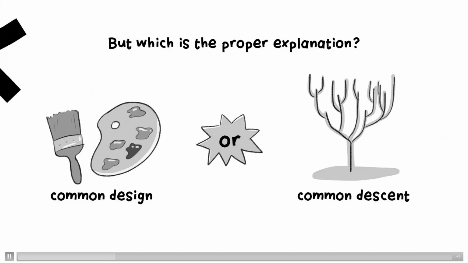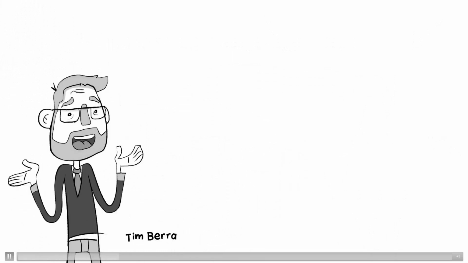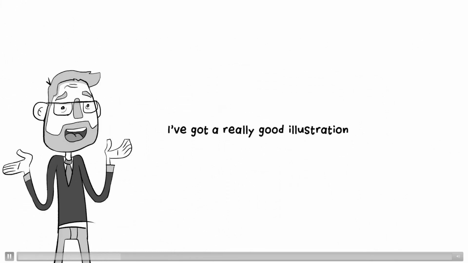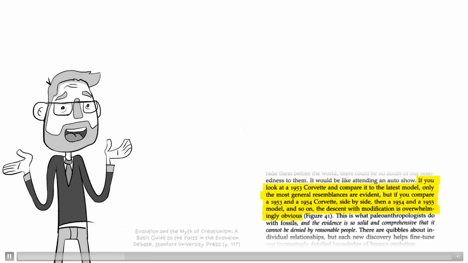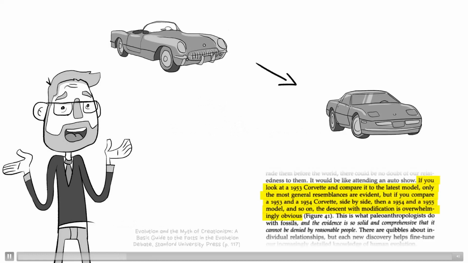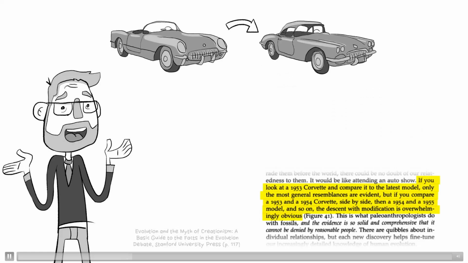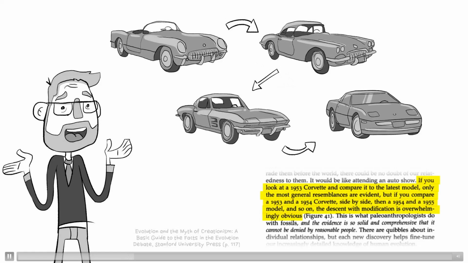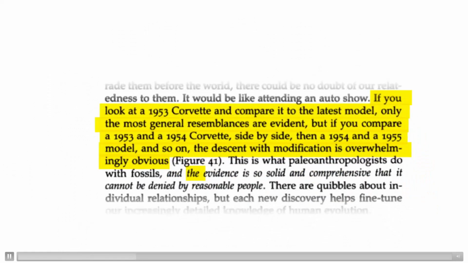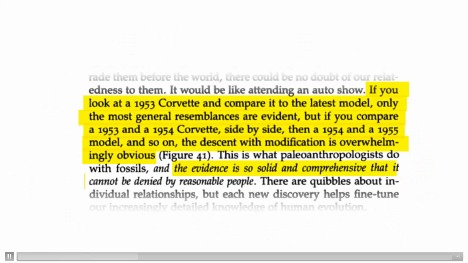But which is the proper explanation for these obvious similarities? Enter biologist Tim Barra. Guys, I've got a really good illustration. It'll totally put this question to bed. If you look at a 1953 Corvette and compare it to the latest model, only the most general resemblances are evident. But if you compare 53 and 54 side by side, and so on, the descent with modification is overwhelmingly obvious. The evidence is so solid and comprehensive that it can't be denied by reasonable people.